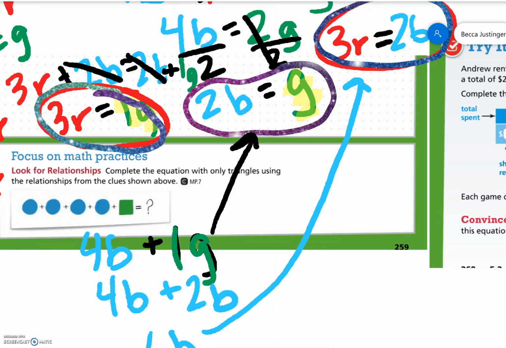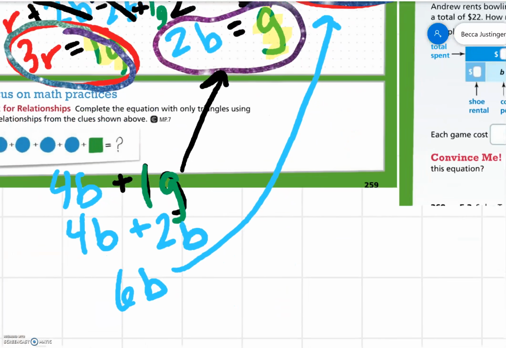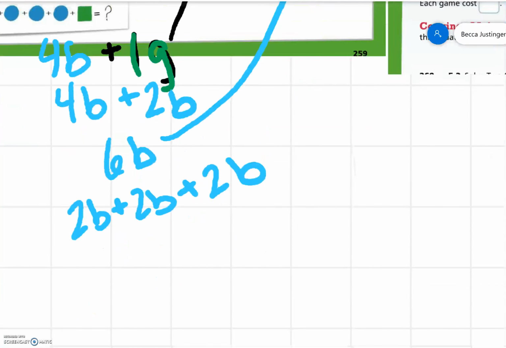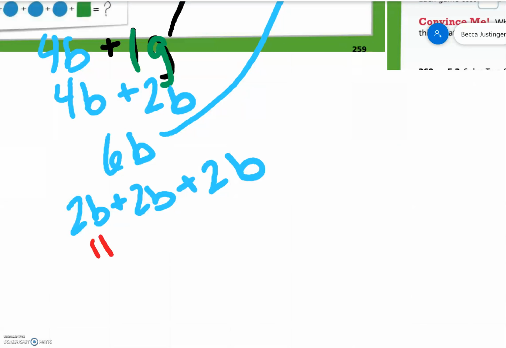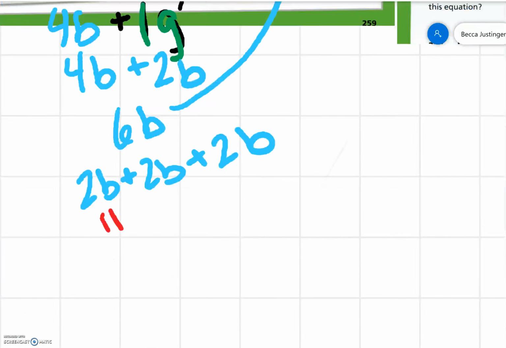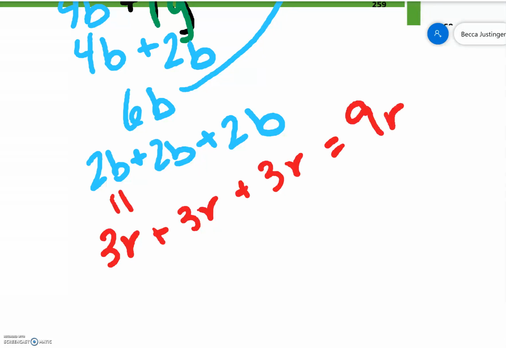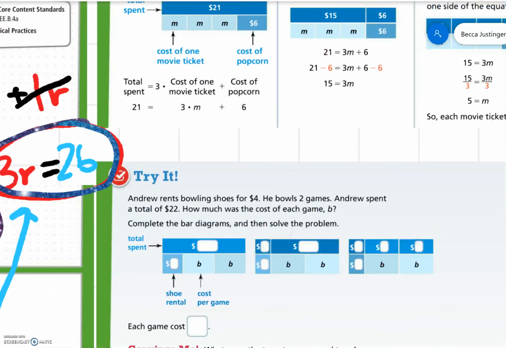So looking back up here, I know for every 2 blues, there are 3 reds. So 6 blue is 2 blue plus 2 blue plus 2 blue. But we said each 2 blue is equal to 3 reds. So 3 red plus 3 red plus 3 red, which is a total of 9 red. There's algebra for you. All right, let's solve some two-step equations.